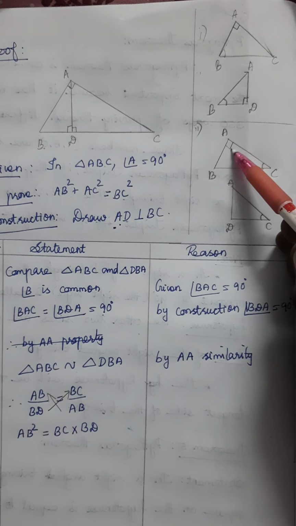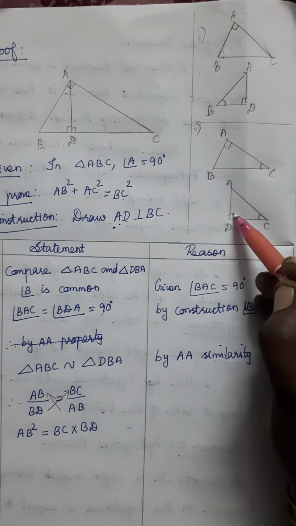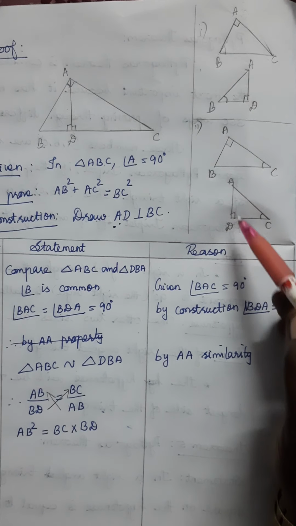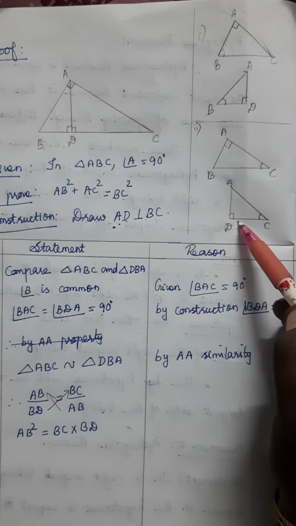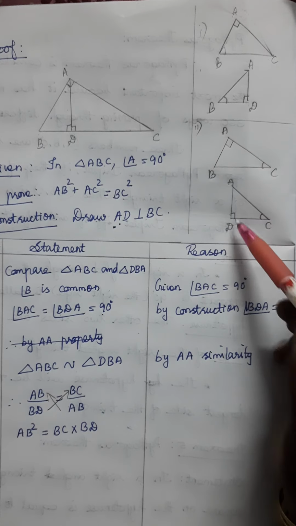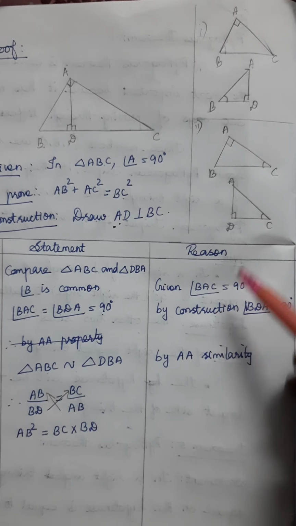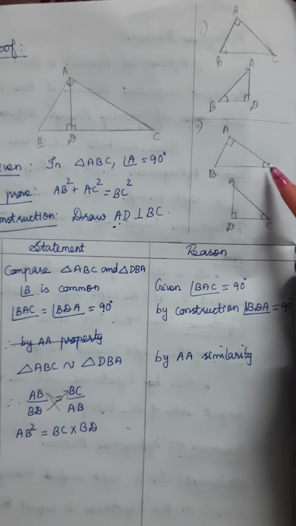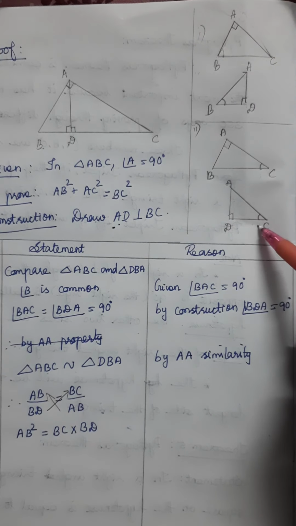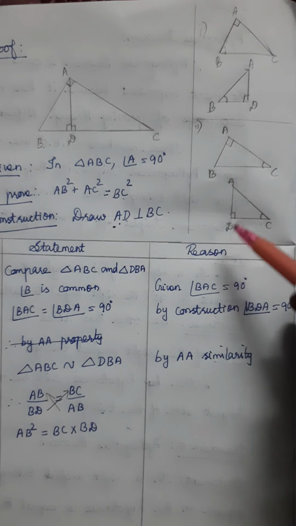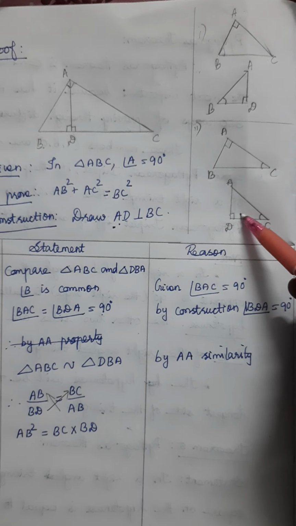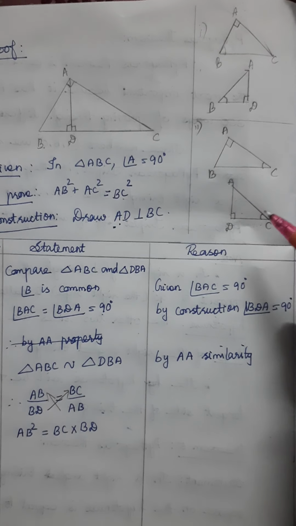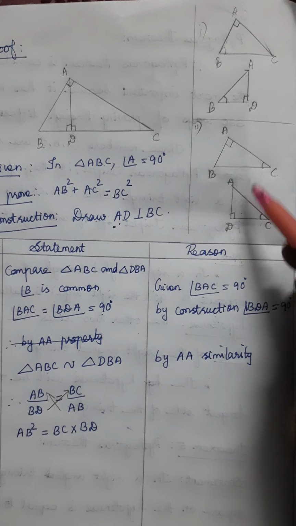You see this angle A is 90, likewise angle D is 90. So we can say these two angles are equal to 90 degrees, from the given and construction. Next, angle C is common for this big triangle and this small triangle. So we can say by AA similarity, these two triangles are similar. When you write the name, be careful, like the previous one, write in one order. So you can write the two triangles are similar.